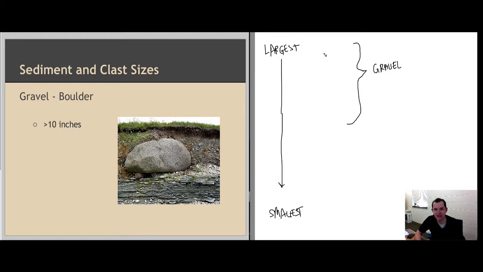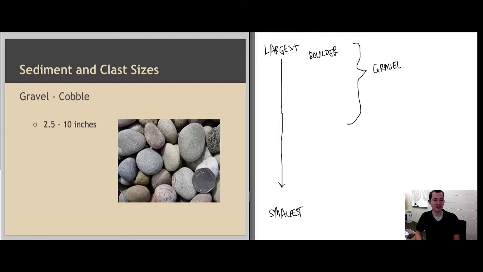And the first and the largest part inside of gravel is boulders. And boulders are anything larger than 10 inches. So we're talking, anything larger than this is going to be a boulder. So we could have boulders that are as big as a car, big as a house, and down to about 10 inches. And those are going to be what we call boulders. And each of these slides will have a picture of this particular size, just to give you an idea of what we're looking at.